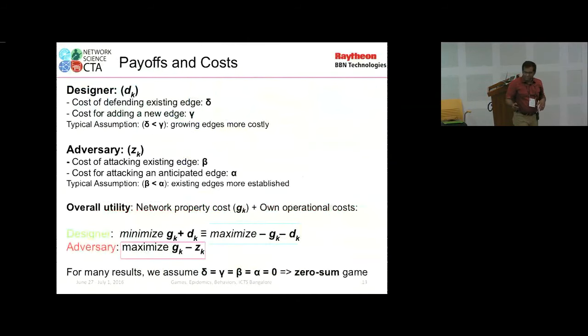And what happens then is that you can now define the payoffs and costs, where there's a cost, alpha, beta, gamma, delta, of how much it costs to defend a link or attack a link, attack an anticipated link, defend an anticipated link. And in general, one could assume beta less than alpha, but it's not necessarily the case because we thought that existing edges are already more established, hence the cost of attacking existing edges should be lower than the cost of anticipated edges. So that may or may not hold. But again, it's a non-zero-sum game if these costs are non-zero. We have generally studied the non-zero case, but for this talk, I'll keep it to the zero-sum game situation.